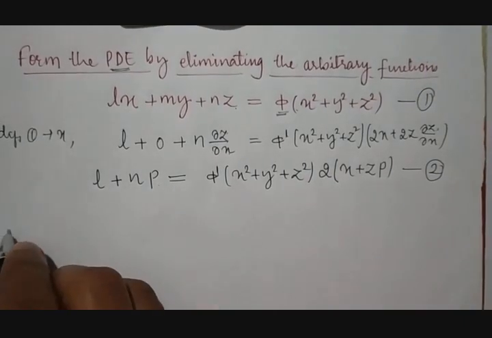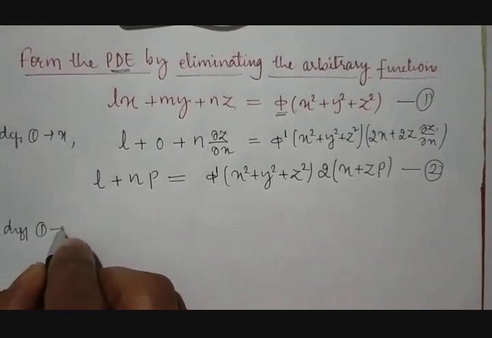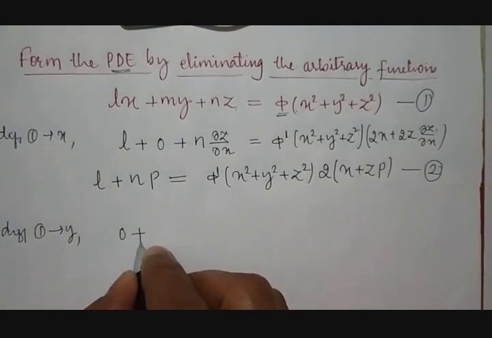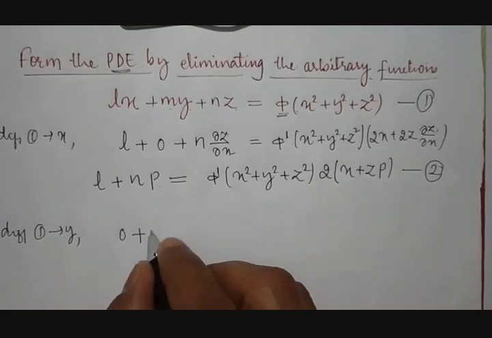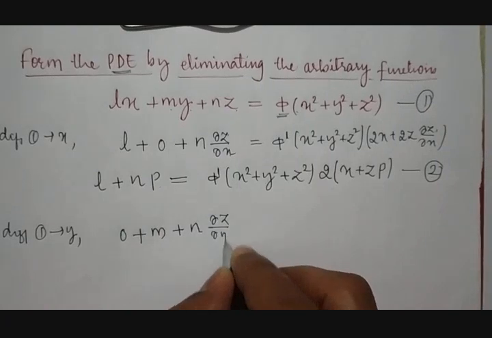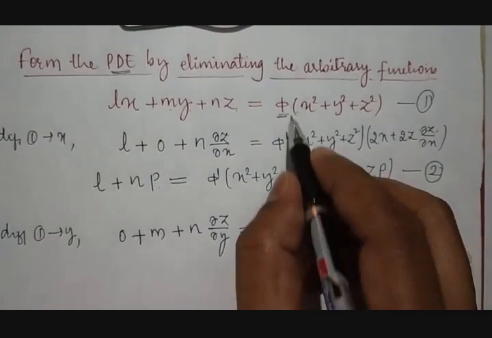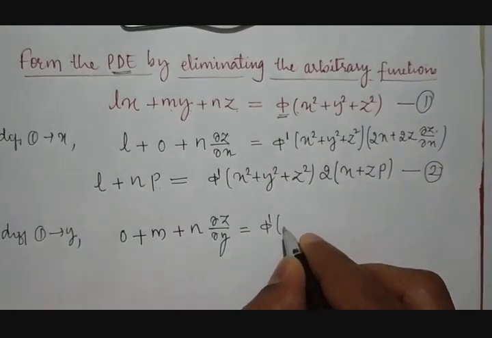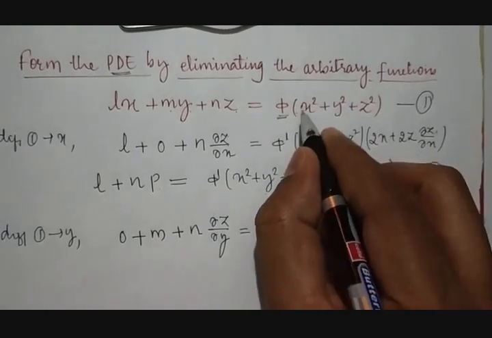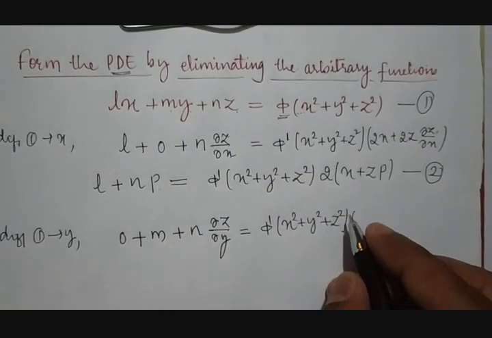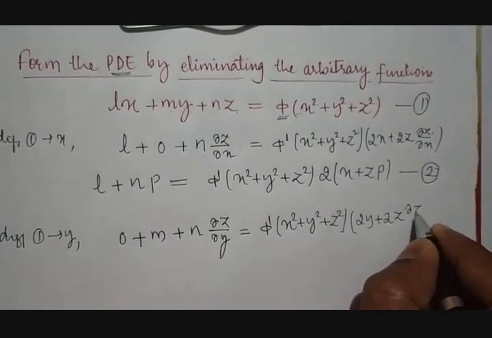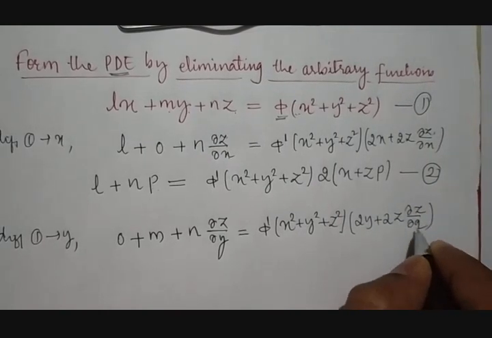Similarly, if we differentiate equation number 1 with respect to y, then what will we be getting? Differentiating Lx with respect to y will be 0 plus differentiating My with respect to y will be m plus differentiating Nz will be n into dou z by dou y, which is equal to differentiation of phi, the function is phi dash of x square plus y square plus z square into differentiating the bracket with respect to y will be 2y plus 2 times z into dou z by dou y.